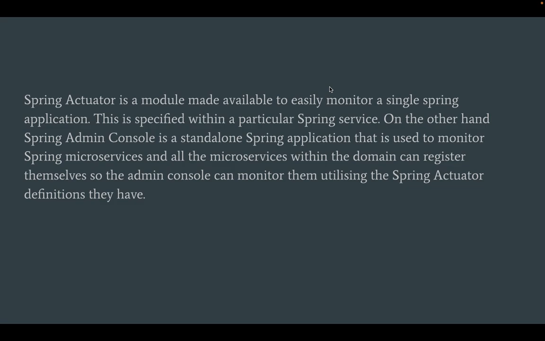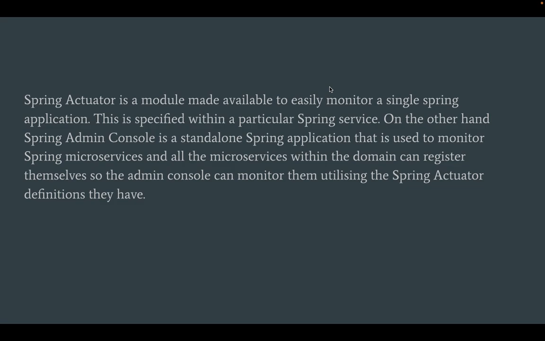So a Spring Admin Console is a Spring application that monitors other Spring microservices, and all the microservices within the domain can register themselves, so the admin console can monitor them utilizing the Spring Actuator definitions they have. So a Spring Actuator is embedded within a Spring microservice. Then a Spring Admin Console monitors those Spring microservices using the Spring actuators that all these services have.